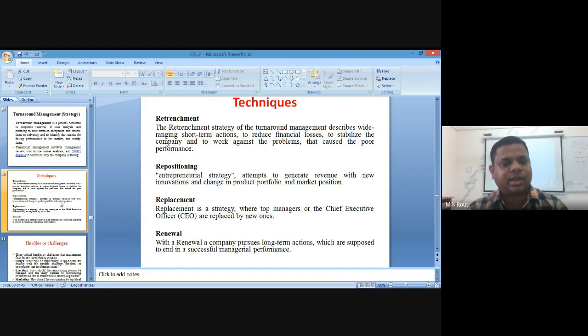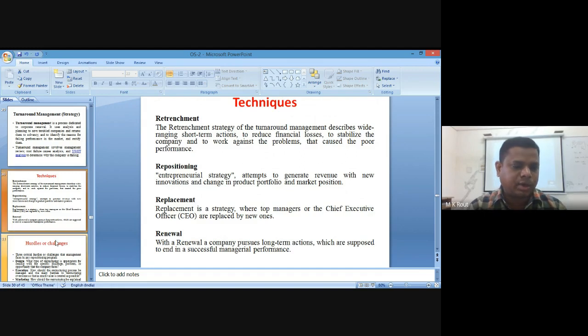The next strategy is renewal. In renewal, a company pursues long-term action, which is supposed to end unsuccessful managerial performance. So these things, starting from retrenchment, repositioning, replacement, and renewal, are included in turnaround management, which is dedicated to corporate renewal and uses analysis and planning of troubled companies to rectify them. That is the concept of turnaround.